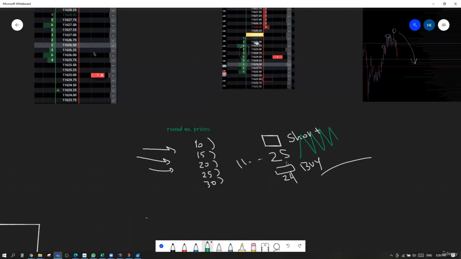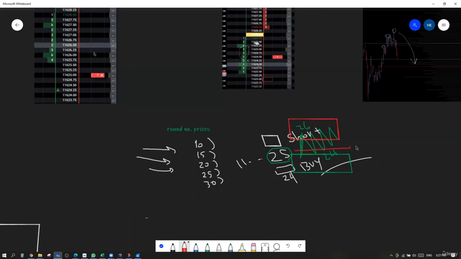So why do you enter at the round number if you know that the market will range between 26 and 24? I know that there will be a couple of ticks in between those, which could be in my favor if I can take a better entry. So if we are looking at a buy, it's better to buy between 24 and 25. And if I want to short, it's best to short between 26 and 25.